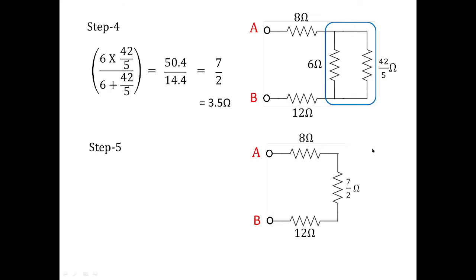Now we can see 8 ohms, 7 by 2 and 12 ohms, they are in series. So the R equivalent between A and B can be obtained to be 47 by 2 ohms, or numerically it can also be 23.5 ohms. So this is how we calculate the equivalent resistance for a complicated circuit.